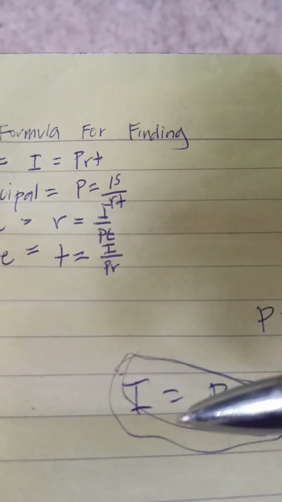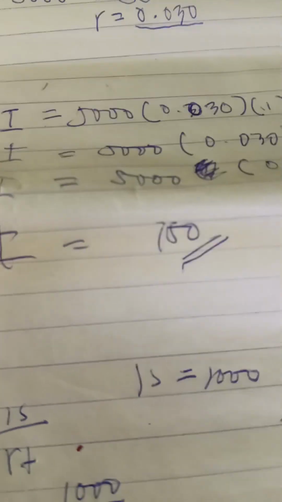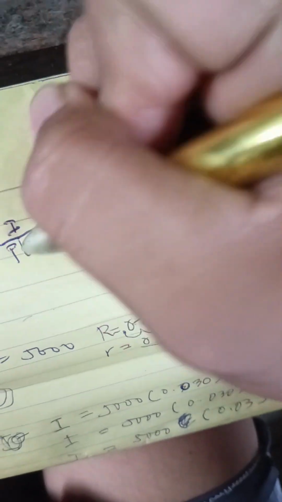Okay, so let's say we are now looking for our rate. The formula we are going to use is R equals I over principal times time. Our principal is 40,000, but I think we're not using it because the numbers are too big and confusing. So let's use another principal. We are looking for our rate, so we are going to use the formula R equals I over PT.